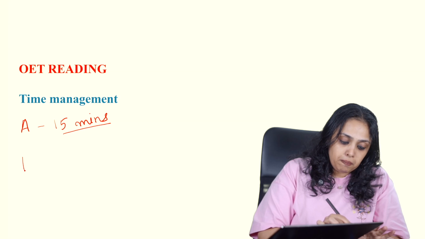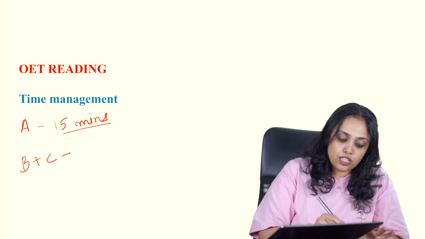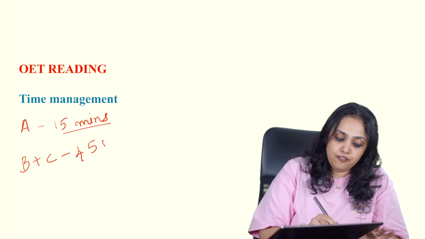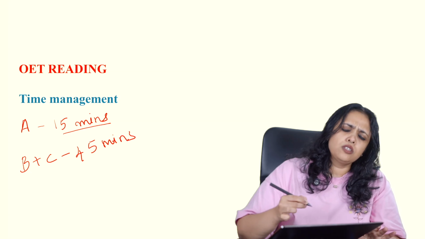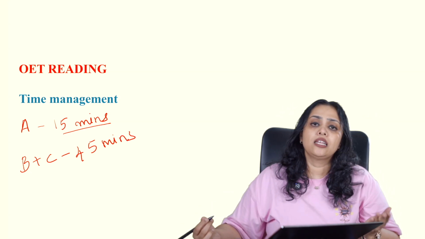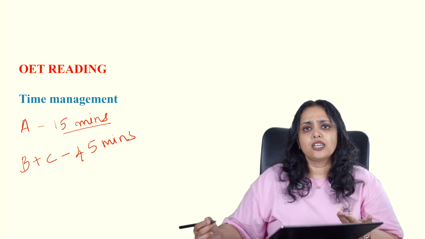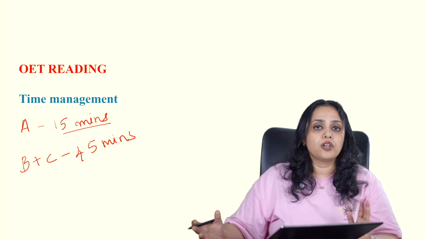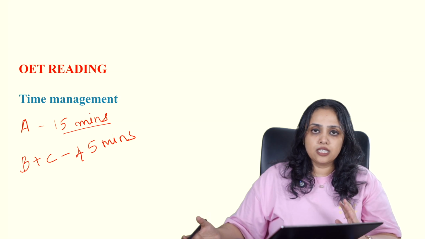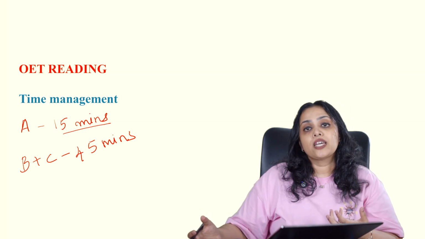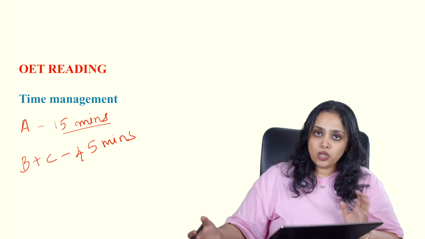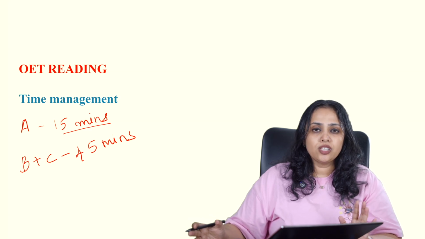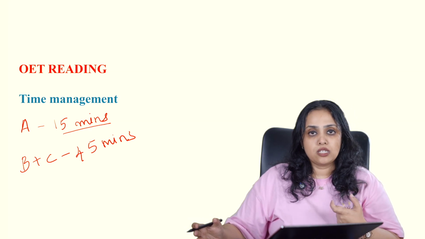Now regarding part B and C, B plus C together, you have 45 minutes. Some candidates start with part C and then come back to part B, and some start with part B and go to part C. It's like how you have practiced. It varies from candidate to candidate, how they find it convenient or effective in getting the answers. But whatever strategy you're following, make sure that you don't spend too much time on one single question.